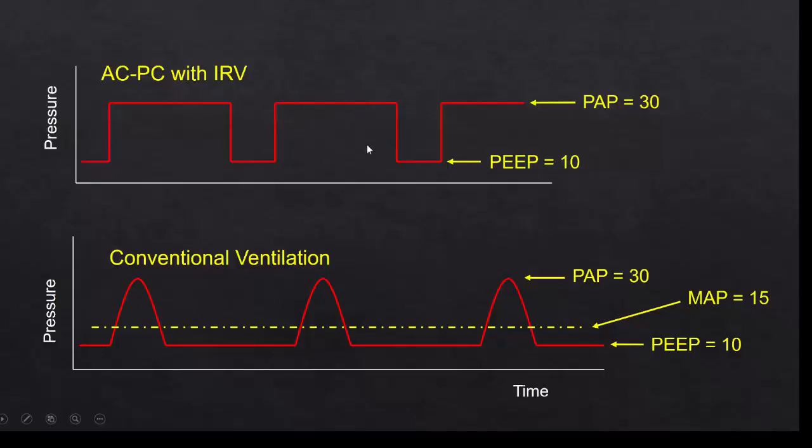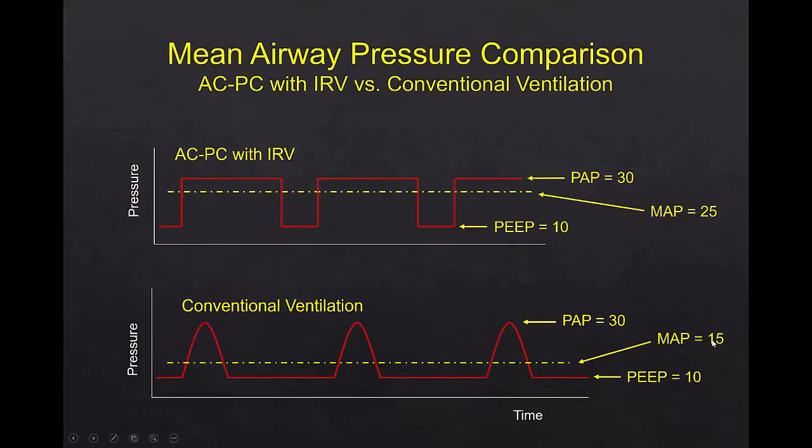It's a square wave. So we can build up a higher mean airway pressure of 25, even though the peak and the base pressure are the same, 30 and 10. So notice how just changing the timing and the shape of these curves gets our mean airway pressure up from 15 to 25. Pretty good trick. This is a very useful strategy for someone with ARDS or difficulty with oxygenation.